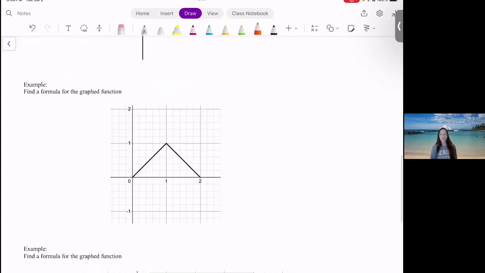Okay. The first example we're going to do says find a formula for the graphed function. It does not say find the formula. It says find a formula. You could define this differently for one individual and another individual. So there's multiple ways that I could identify this graph. I might use absolute value rather than just a linear equation. I might be inclusive on one end versus the other, but essentially we have two pieces here, and I'm going to break it up where I notice the change.